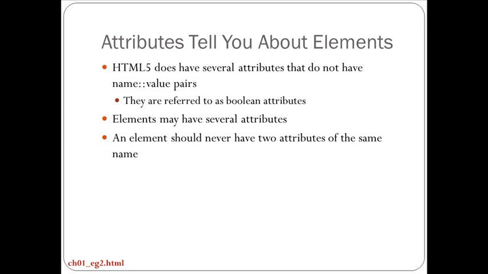HTML5 does have several attributes that do not have the name-value pairs that I just referenced. In that case, these are referred to as Boolean attributes. And we'll see those here in just a few seconds. Elements may have several attributes. They're not limited to just one. They could have several attributes. And an element should never have two attributes of the same name.